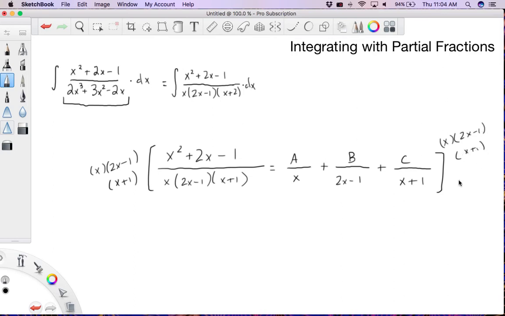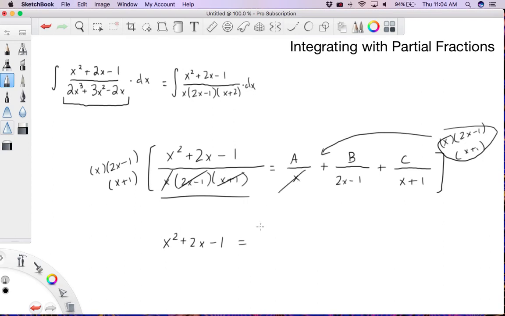Okay, so what is that going to do? Well, for this piece, it's going to cancel out all 3 of the pieces of the denominator, right? So on that side, we're just going to be left with x squared plus 2x minus 1. And then when we multiply this stuff by a, the x's cancel out, and we'll be left with a times a 2x minus 1 and an x plus 1.